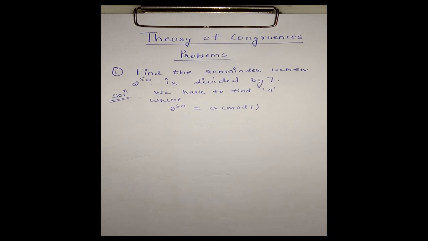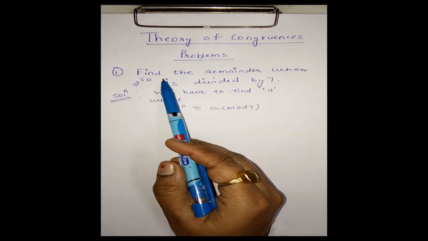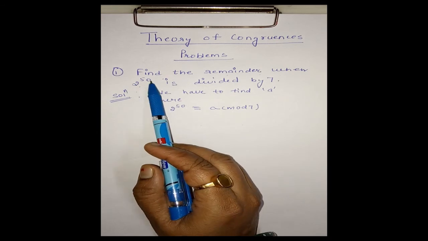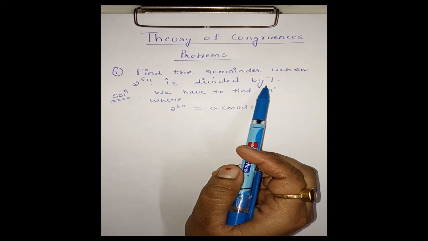Hello friends, in this video I'm going to discuss some problems on the concept of congruences. In my previous video I discussed its definition and its properties. Now in this video I'm going to discuss problems on this concept. Let us start. First problem: find the remainder when 2 power 50 is divided by 7.